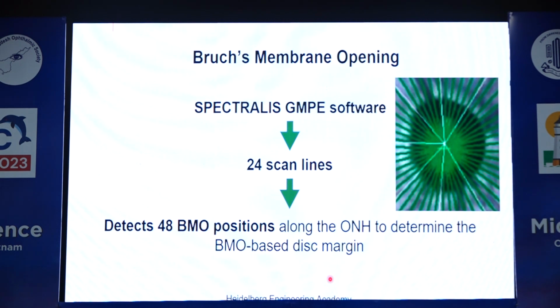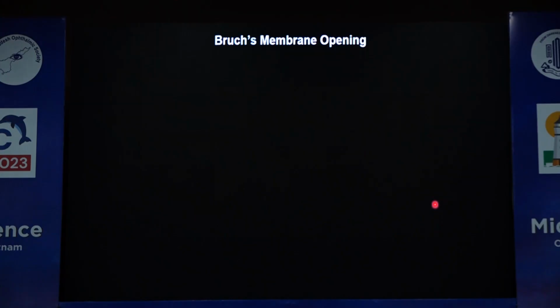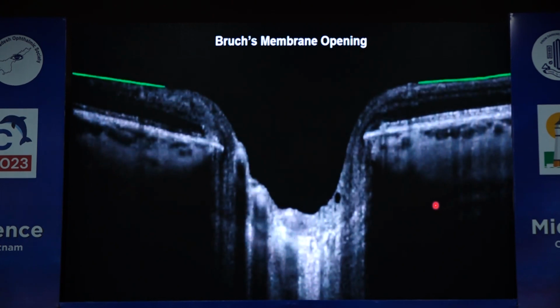Spectralis Glaucoma Module Premium Edition, or GMP, has 24 scan lines. You can see 24 scan lines, so it gives you 48 Bruch's membrane opening positions. So again, I'm just taking you back into this animation.